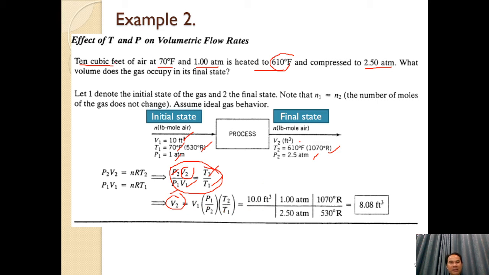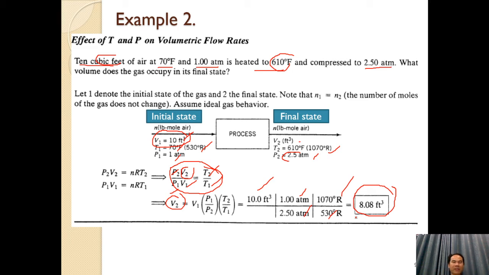V1 is 10 cubic feet. P1 is 1 atm. P2 is 2.5 atm. T2 is 1070, and T1 is 530. So you get about 8 cubic feet. You can compare: the first state is 10, the second state is 8. The volume has decreased.